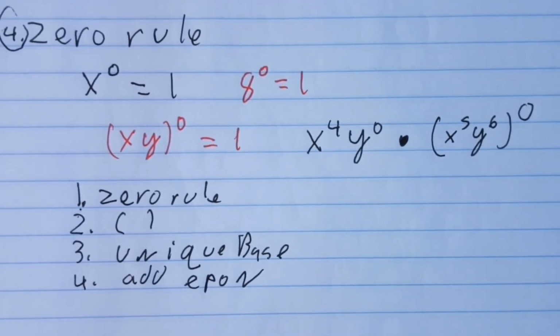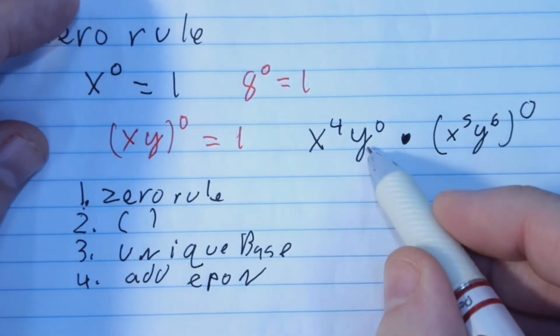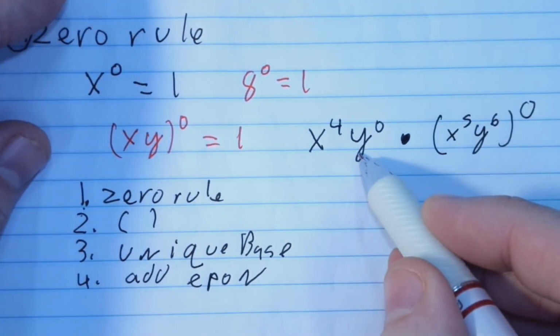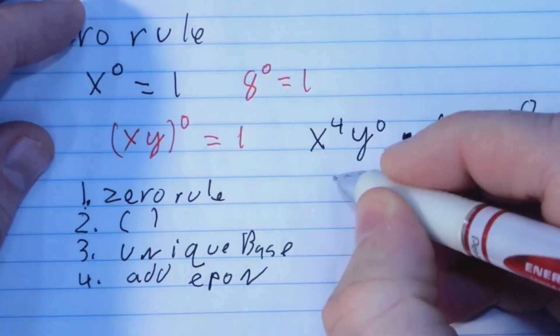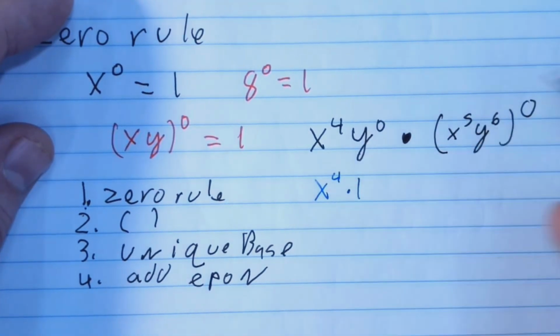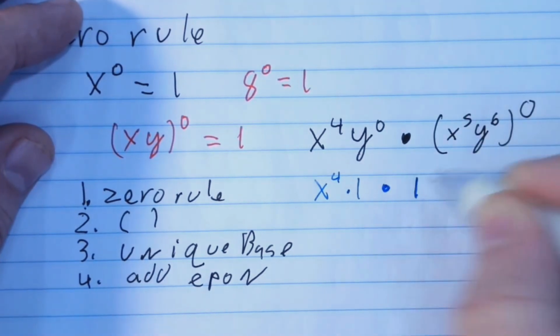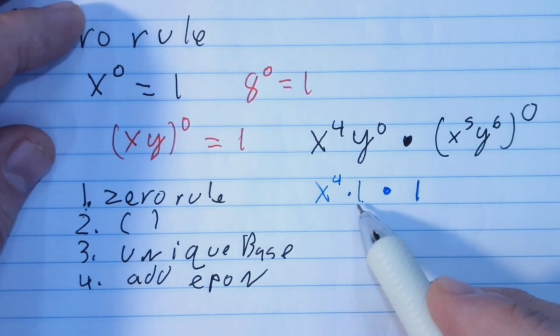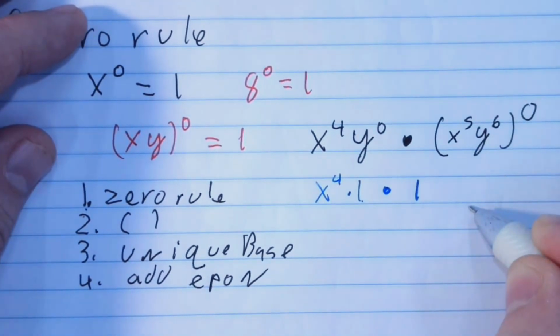Okay, so zero rule. Let's take care of everything in zero. So if this is going to equal 1, I'm just going to go ahead and change it up. X fourth times 1 times, what does that whole thing become? 1. Okay, what's 1 times anything? The number it's times by. Perfectly said, the number it's times by.